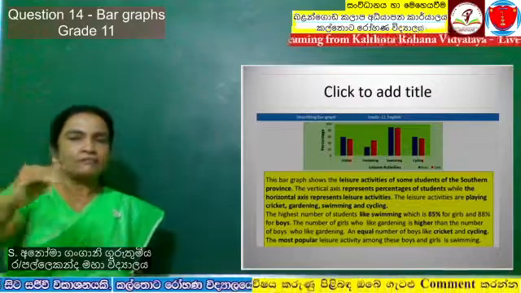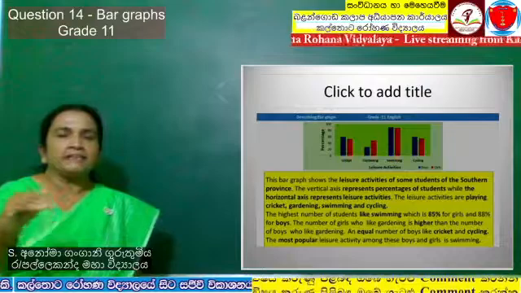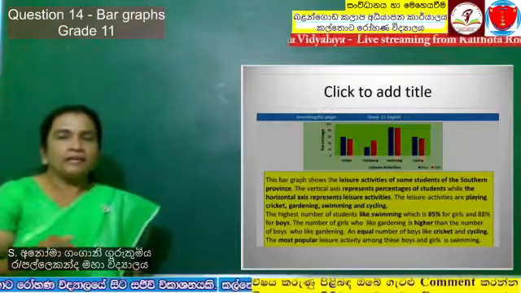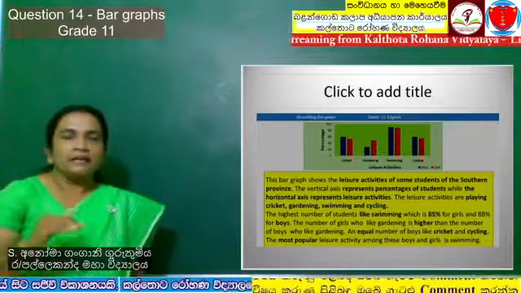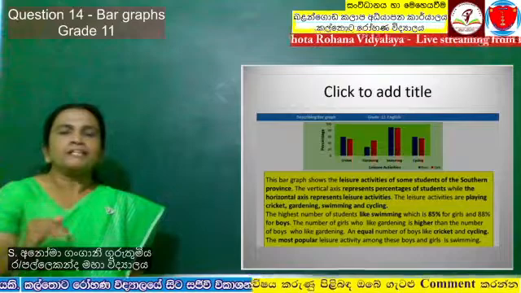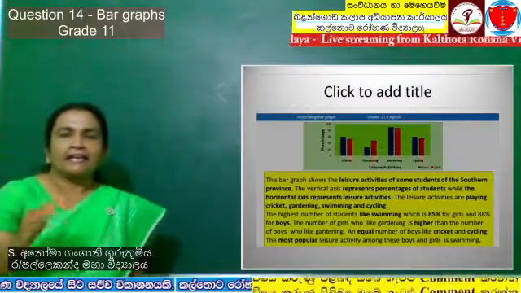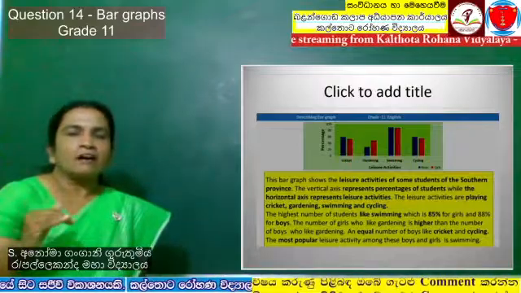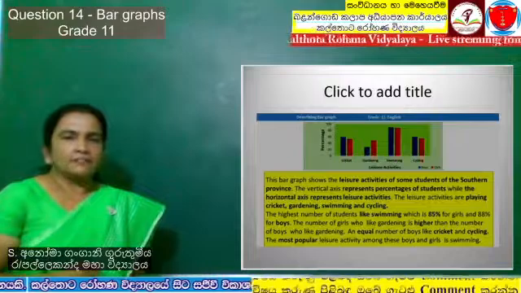Now see the bar graph. What's the highest one? Swimming, right? The highest number of students like swimming, which is 85% for girls and 88% for boys.